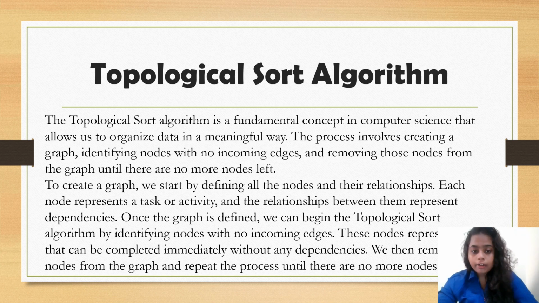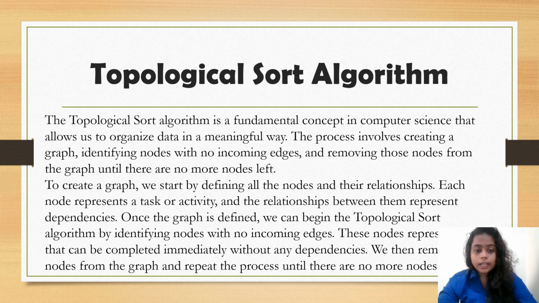To create a graph, we start by defining all the nodes and their relationships. Each node represents a task or activity, and the relations between them represent dependencies. Once the graph is defined, we can begin the topological sort algorithm by identifying nodes with no incoming edges. These nodes represent tasks that can be completed immediately without any dependencies. We then remove nodes from the graph and repeat the process until there are no more nodes left.